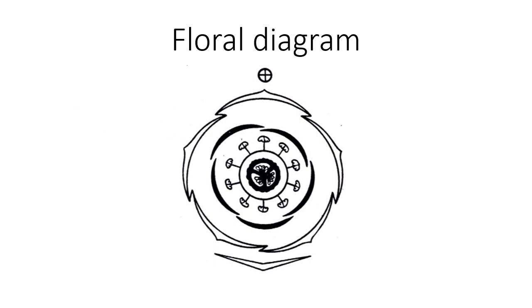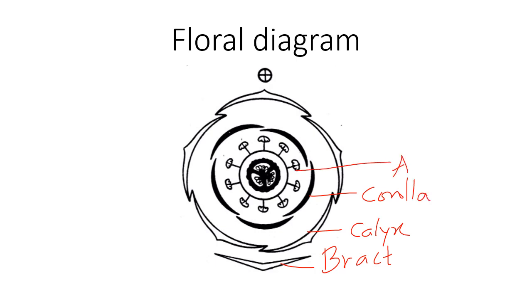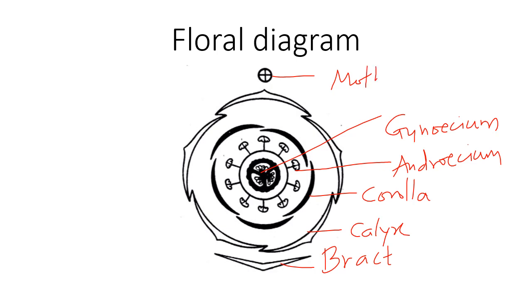Here you can see the floral diagram. This is called as bract, that you can see. This is calyx, this is corolla, this is Androecium, and this is Gynoecium, and the last one, that is mother axis.